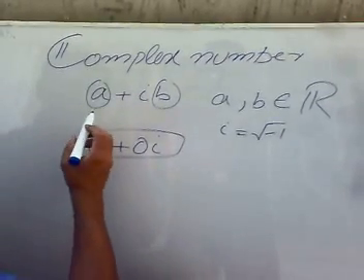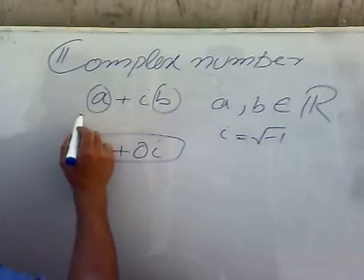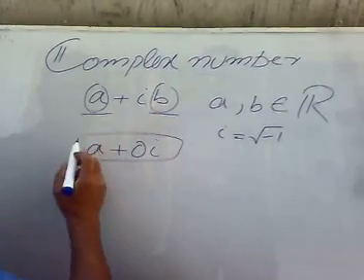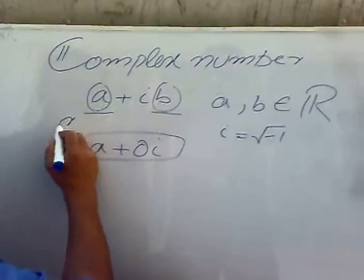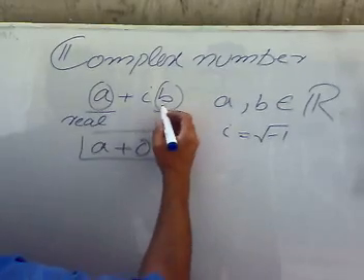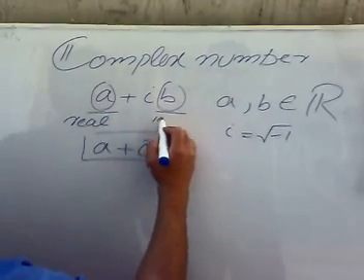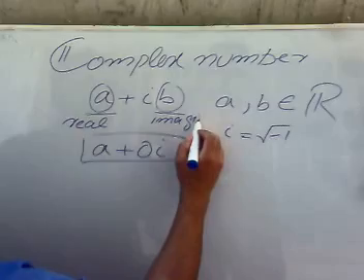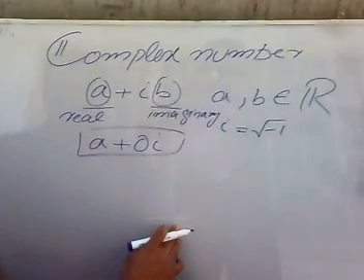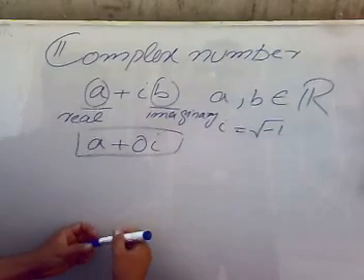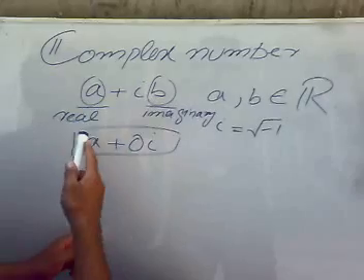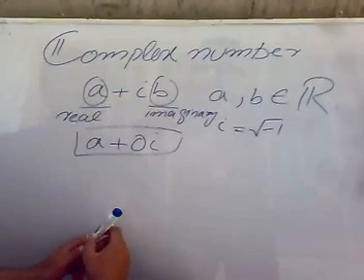Actually there are two parts in this number. One is this and the other is this. The part which is without iota is called the real part, and the one that is with the iota is called the imaginary part. So when we add, subtract, multiply or divide these numbers, we have to take care of these two separate parts, the real and the imaginary part.